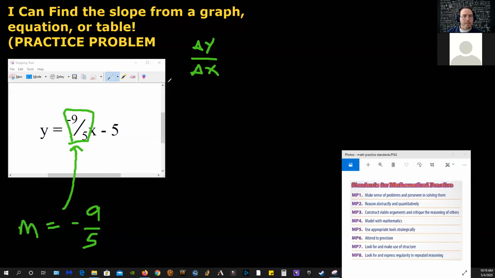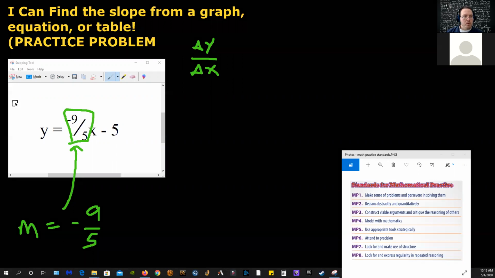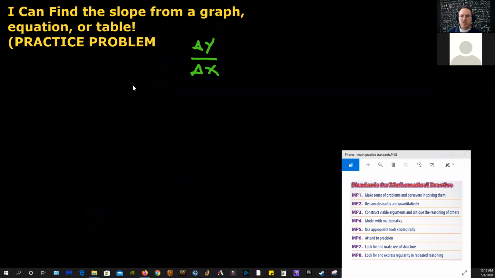Okay, so yeah. So that is how you spot the slope in an equation. So far, you can count the slope from a graph, or you can just see the slope in an equation. The real scrap work is going to come in where I give you a table and I ask you to calculate the slope, which is something we've been doing for quite a while.